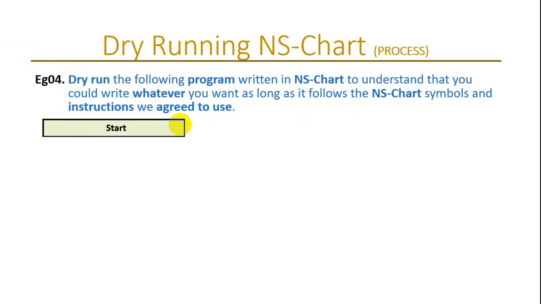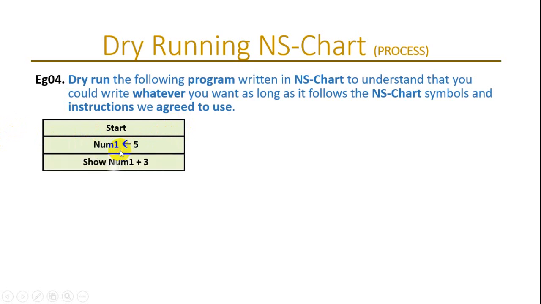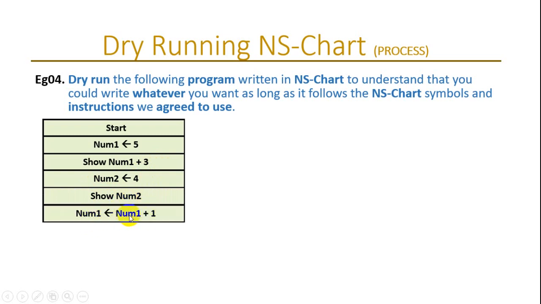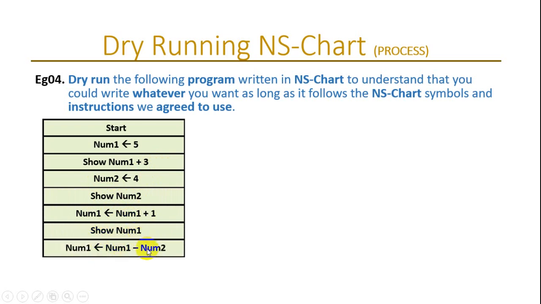So let's see. I'm just writing this without a requirement. We're just writing some NSChart and we're going to dry run that. Okay, I just put start. Then I am assigning a value 5 to a variable called num1. I can do it. Why am I doing it? I'm just doing it to show you how to dry run something. I am just showing num1 plus 3 on the screen. Then I am doing something else. I am assigning 4 into this, and I am using that to be shown on the screen. And then I am using a command. I will explain this in a minute. Then showing that. Then doing something else. Again, I will explain this and show something. And I end it. Okay.